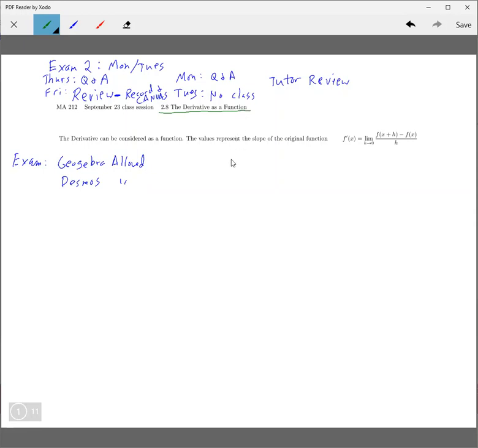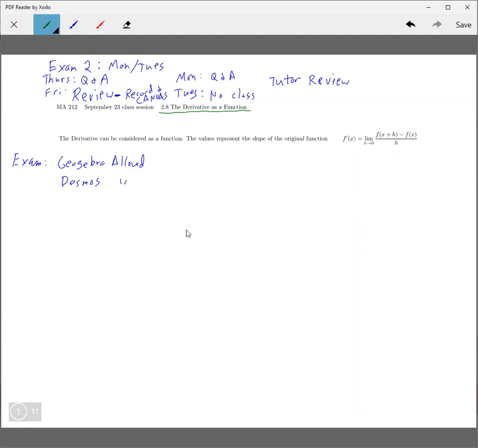The derivative as a function. Okay, so the derivative can be considered as a function, and then the values represent the slope of the original function. And this is probably the best formula for finding the derivative directly using the definition. This is probably the easiest one because it allows you to keep x as a variable and then let h go to 0.